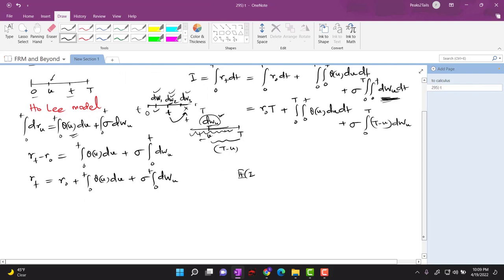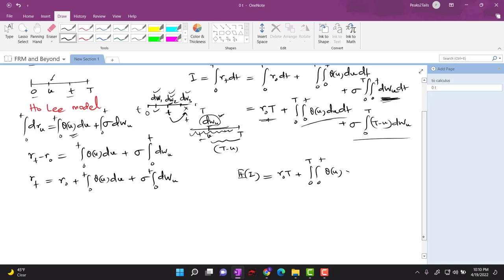Expectation of I is equal to, if you look at I, there are three terms. The first two are constant. r0 is known, capital T is known. The second one is time dependent, but there is no randomness in it. Theta is a function of time. Everything is a function of time. It's an integration with respect to time. It's just time dependent. There is no randomness in it, right? So when we take expectation, this will remain as is. So r0 T plus the double integral from 0 to T, 0 to t, of theta, du dt. That's my expectation.